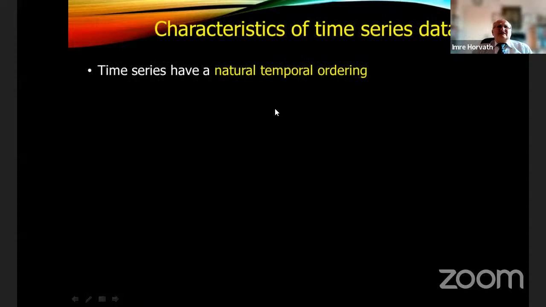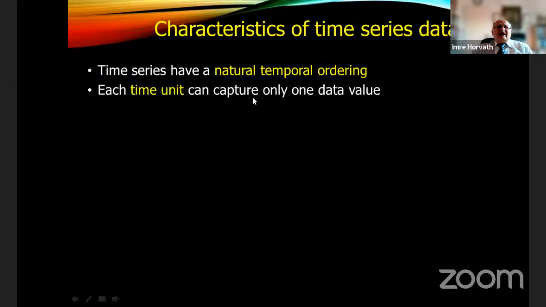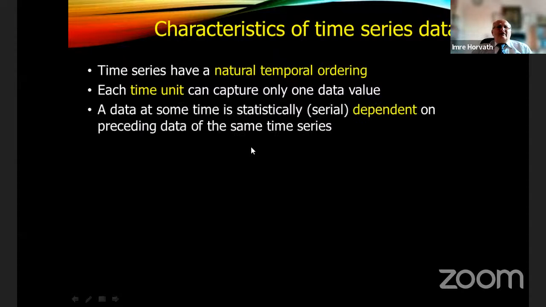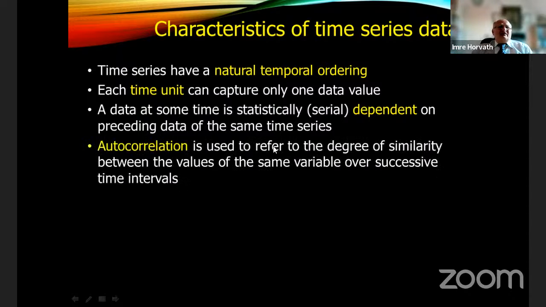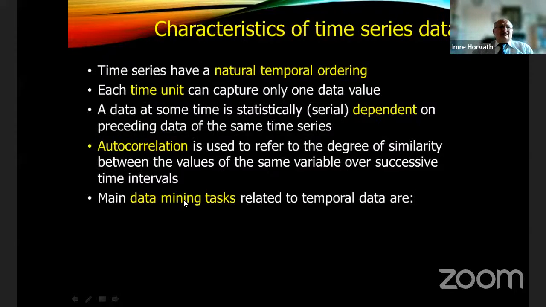The major characteristics of time series data are that they have a natural temporal ordering, and this can be used in reasoning with time series data. Each time unit can capture only one data value. Data at some time is statistically serially dependent on preceding data of the same time series. Autocorrelation may be applied, and it can be used to refer to the degree of similarity between the values of the same variable over successive time intervals.